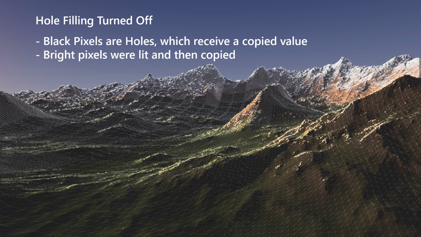So this is a useful debug view where I don't do any hole filling. Where I would have done a copy, whether that was horizontally, vertically, or both, instead I just write black. So you can see here where I'm getting the saving, where particularly in the foreground and midground, there's a lot of black pixels, which are pixels I didn't light.